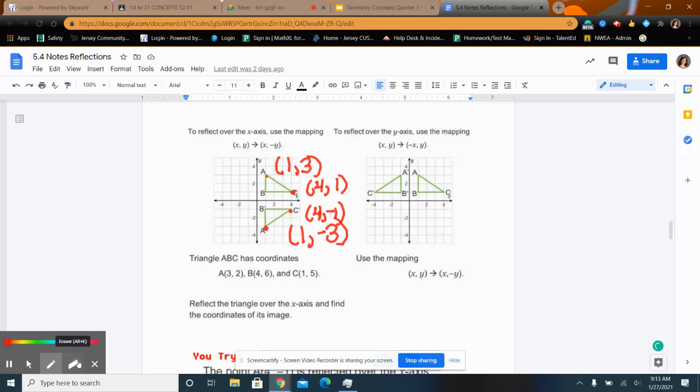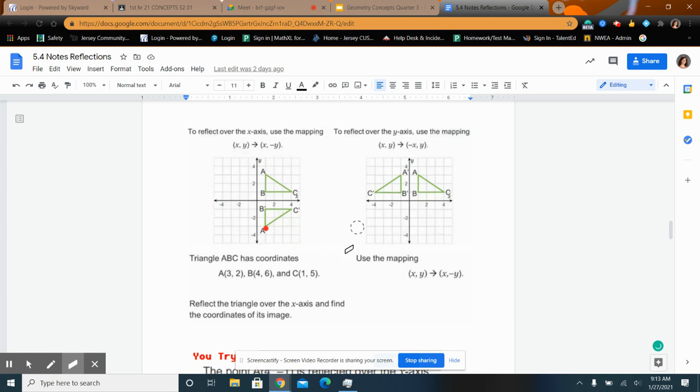Next, here is that code we just talked about when it goes over the y-axis. On the y-axis, the x flips and the y stays the same. So I'm only going to do one. This point was at 4, 1. The new one says flip the x, keep the y. -4, 1.